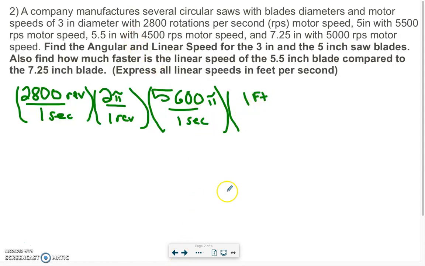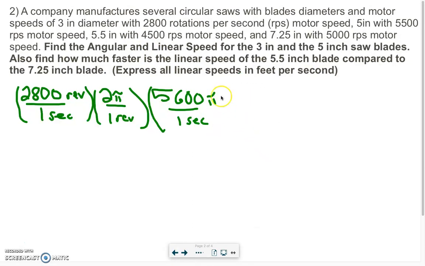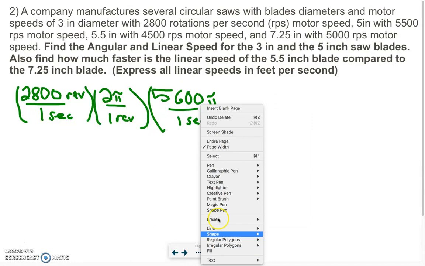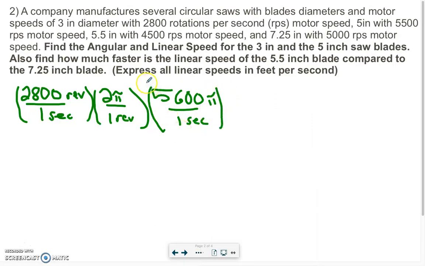Oh, actually, I'm sorry, we need to delete that part of it. That is your angular speed right there. And if we convert that to feet per second, then you would multiply by 1 over 12 inches. But I don't necessarily specify what I want the angular speed expressed in. So this is the 3-inch one.